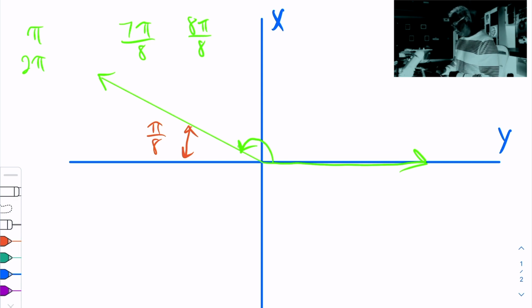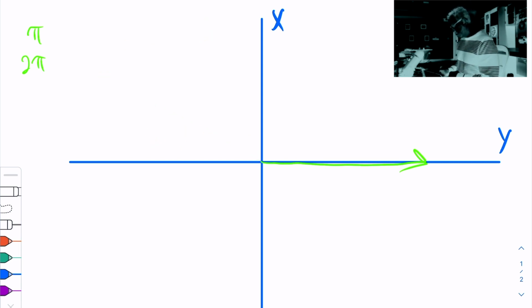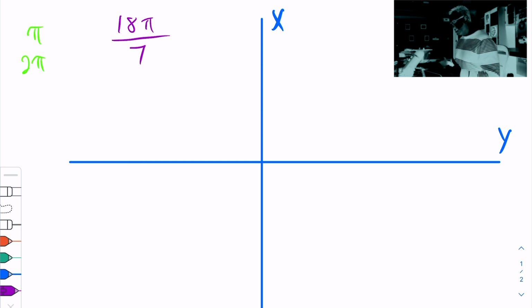Okay, let's try another one here. Let's get rid of this. How about one a little more challenging? What about 18 pi over 7? Okay, 18 pi over 7, fine. So again, with that denominator of 7, I know that 7 pi over 7 is half a rotation. If you want to just break this up into half rotation chunks, maybe that'll help.